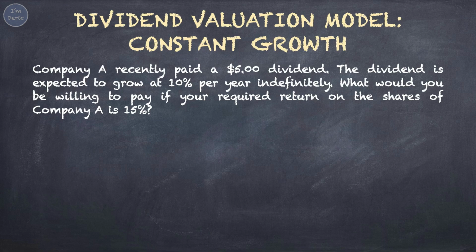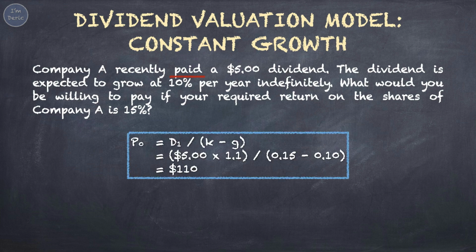Company A recently paid a $5 dividend. The dividend is expected to grow at 10% per year indefinitely. What would you be willing to pay if your required return on the shares of Company A is 15%? Please take note of the word paid, it is a past tense. So $5 dividend is D0, not D1. But the formula requires us to use D1. To calculate P0, we take $5 times 1.1 to get D1. Over K minus G, that is 0.15 minus 0.1, you will get an answer of $110. This is the intrinsic value.